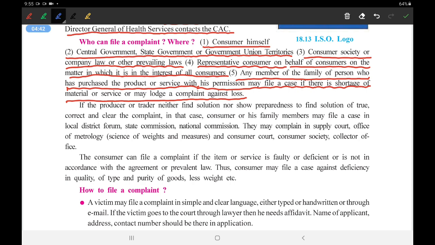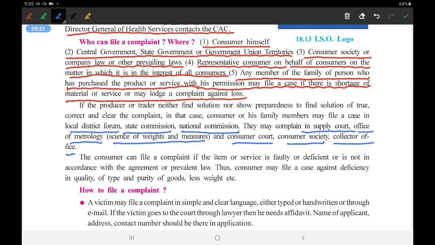If the producer or the trader neither finds a solution nor shows preparedness to find a solution to a true, correct and clear complaint, in that case the consumer or his family members may file a case in the local district forum, state forum or national forum. We have already seen the criteria for filing a complaint in any of these three. They may complain in the supply office, metrology office, the science of weights and measures, and the consumer forum, consumer society, collection of fees also. So they can file a complaint anywhere among the mentioned places.